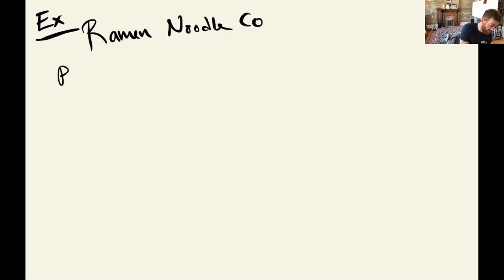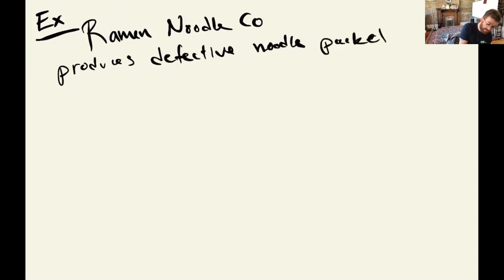All right, so let's do an example. So imagine I've done some investigation and some quality control, and I know that the ramen noodle company produces defective noodle packets at a rate of, let's say, 5%, which essentially means that one out of 20 of your noodle packets are gonna have something wrong with them. Maybe they've got the spices in them, maybe it didn't seal properly, et cetera. I'm making this up, so please don't sue me, ramen noodle company.